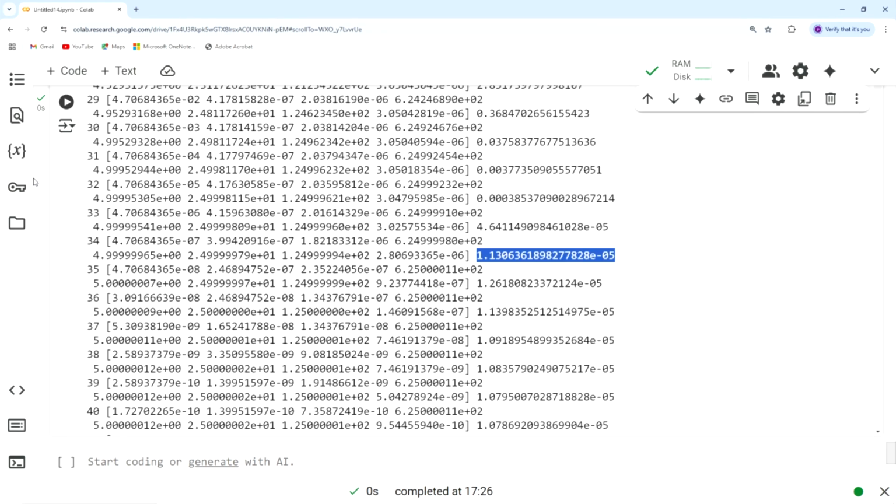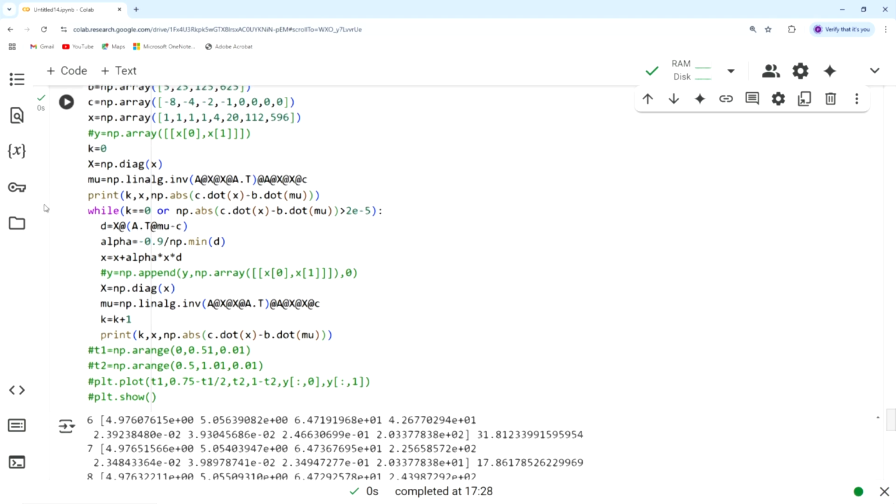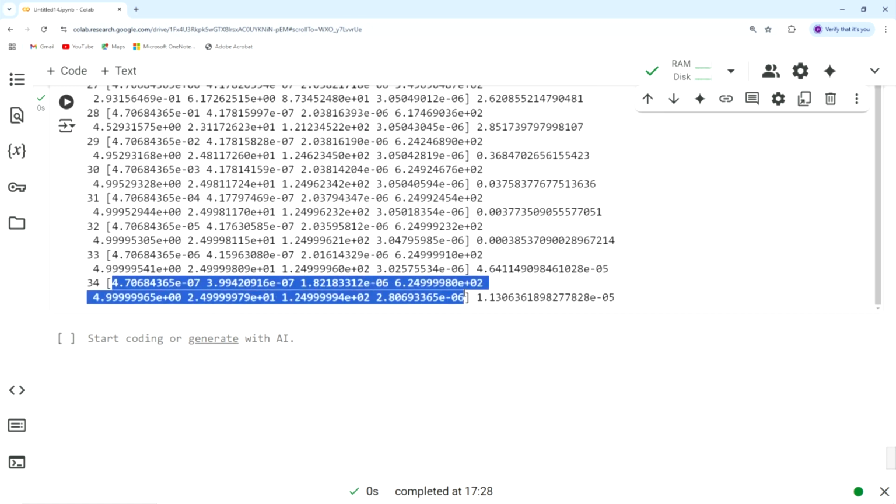Okay. So, suppose you write, say, 2e minus 5 for example, you will see that it has converged in 35 steps. Yeah. And here is the answer 0, 0, 0, 625, 5, 25, 125 and 0.